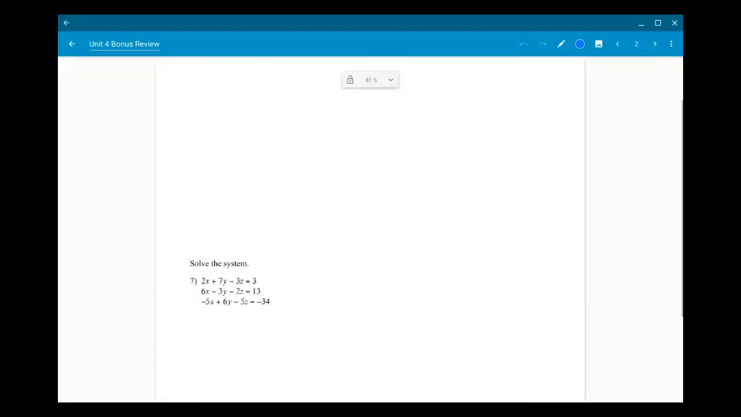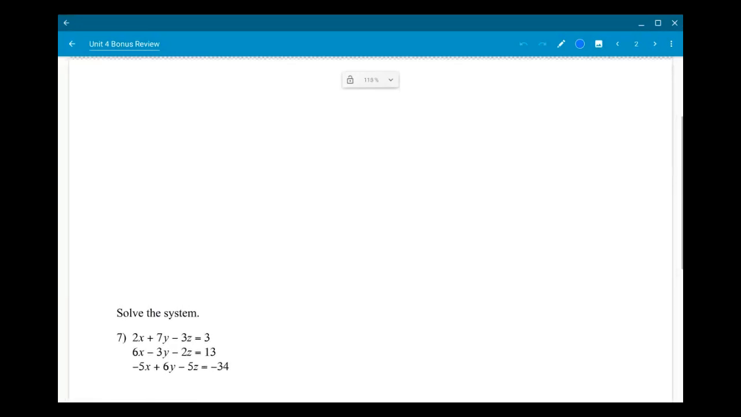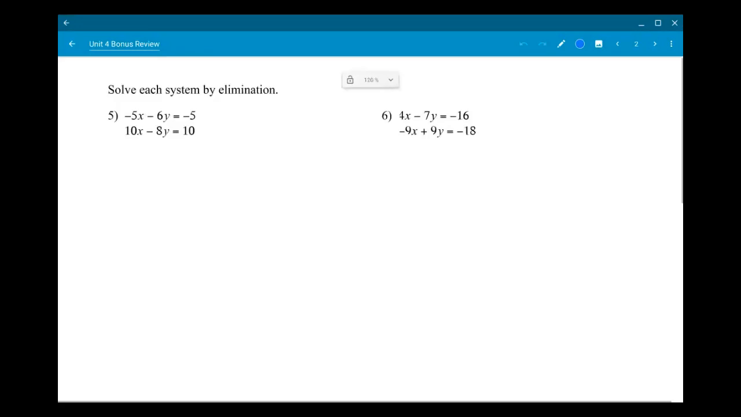Next page, we're dealing with elimination. Okay. So with elimination problems, you are trying to get opposites on one of your variables and then add those equations together. Okay. So what we're going to do first on number 5, you got to figure out which ones you want to get to match up and then figure out what to multiply by.